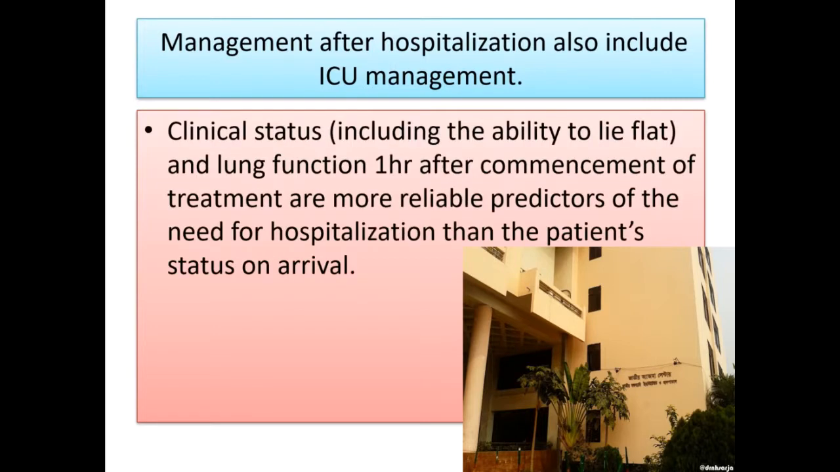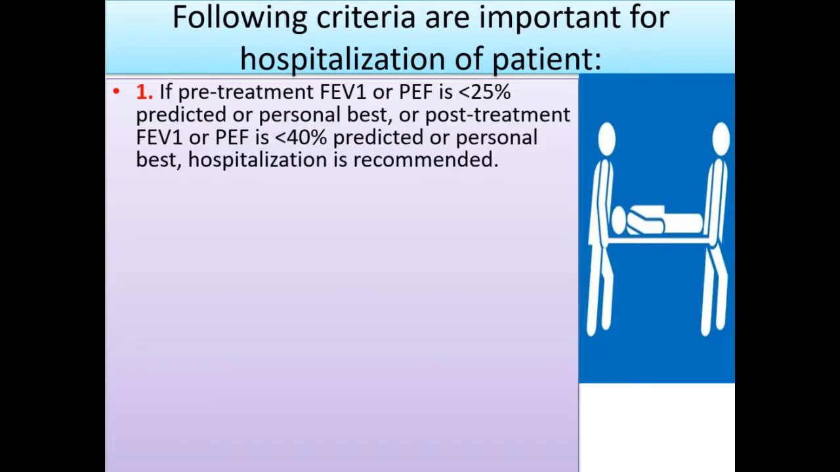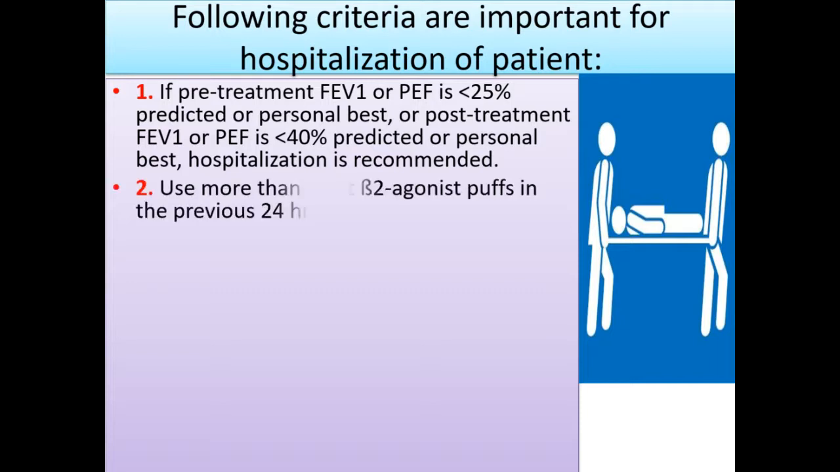Clinical status, including the ability to lie flat, and lung function 1 hour after commencement of treatment are more reliable predictors of the need for hospitalization than the patient's status on arrival. Following criteria are important for hospitalization of patient. 1. If pre-treatment FEV1 or PEF is <25% predicted or personal best, or post-treatment FEV1 or PEF is <40% predicted or personal best, hospitalization is recommended.